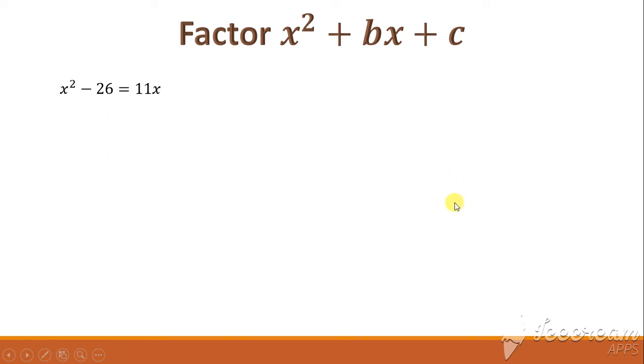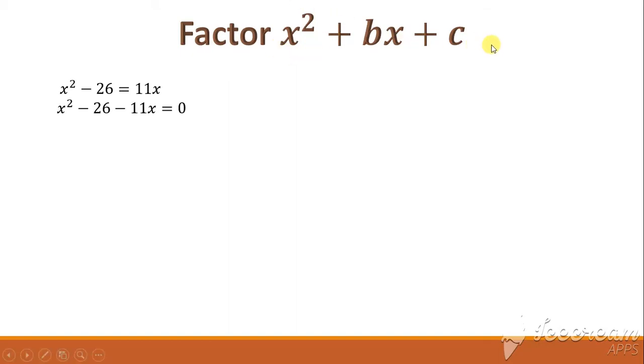Hello, well today we're gonna start factorizing x squared plus bx plus c, but in an equation way. So if I have x squared minus 26 equals 11x, I need to leave one of these two sides equal to 0. So I'm gonna leave this side equal to 0 and I'm gonna move the 11 to the other side, and I'm gonna have x squared minus 26 minus 11x equals 0.